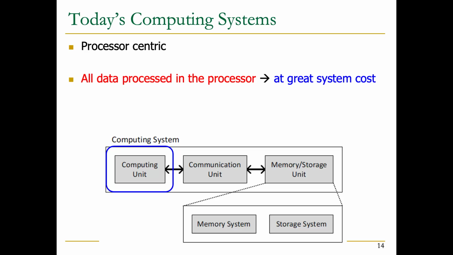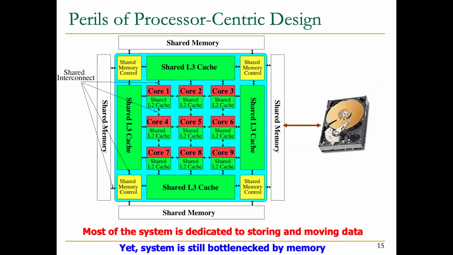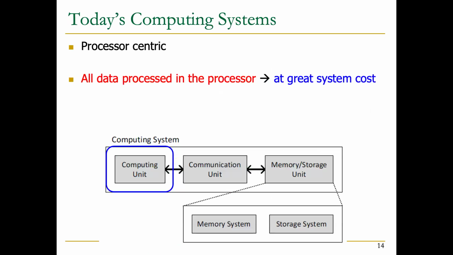So basically, today's computing systems are overwhelmingly processor-centric. All data is processed in the processor at great system cost. If you look at any computing device, you need to have a computing unit, a communication unit, and a memory and storage unit. We've decoupled our systems significantly, and we made our systems such that the computing unit is the only place that can do some operations on the data. Everything else cannot do any operation on the data in general. As a result, we move data between the computing units and the communication units and the memory and storage units.